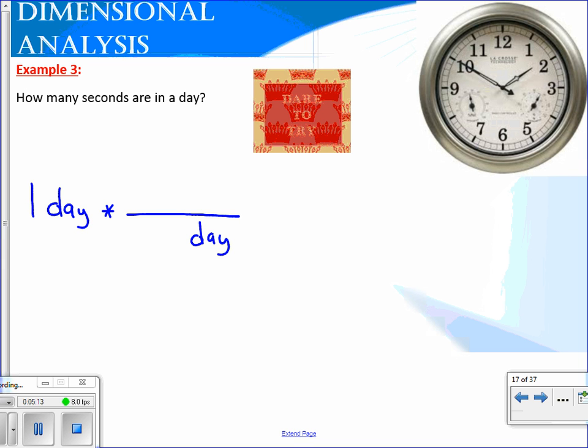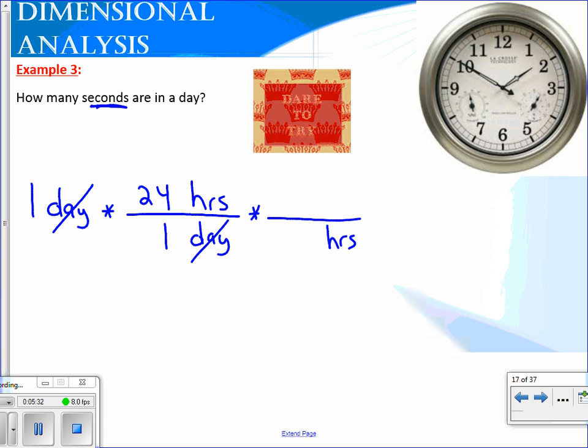Now, you may not know how many seconds there are in a day, but you do know how many hours are in a day. In 1 day, there are 24 hours. So we just got rid of day. We're left with hours, but we want seconds, so we know to keep on. We want to get rid of hours. It's on top, so we need to put it on bottom.